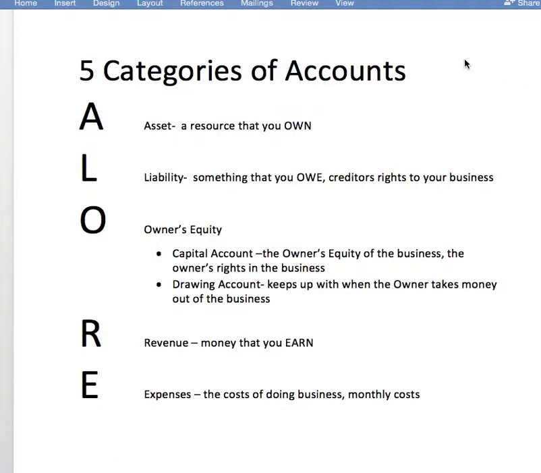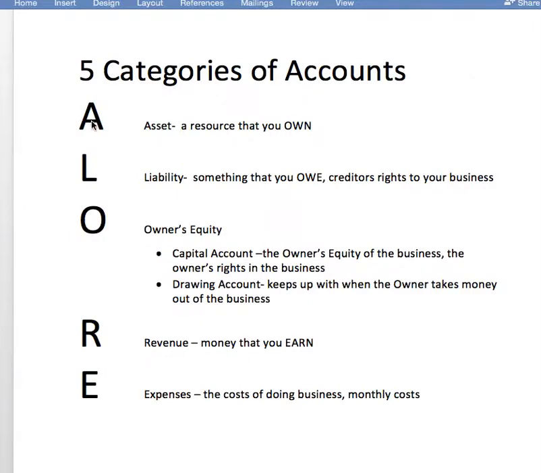Now the way we're going to memorize this is through the acronym ALORE, A-L-O-R-E. You have to learn these account types before we learn financial statements, debits and credits, and journal entries. If you have an accounting textbook, you'll want to read what the publisher says about these account types, especially if you're going to be tested on that information.